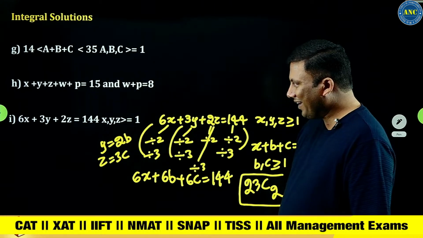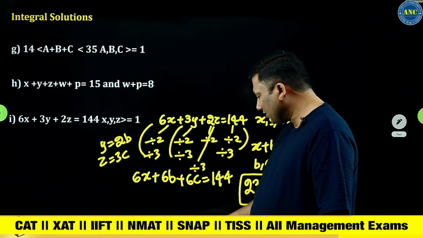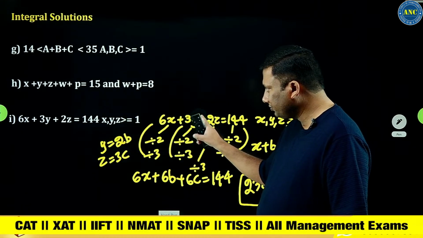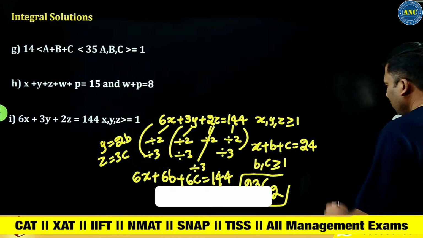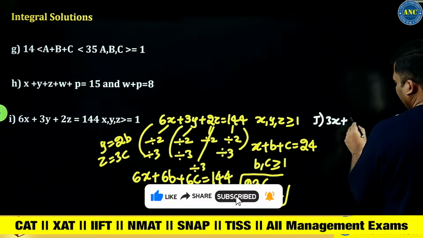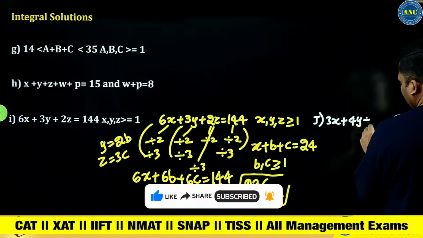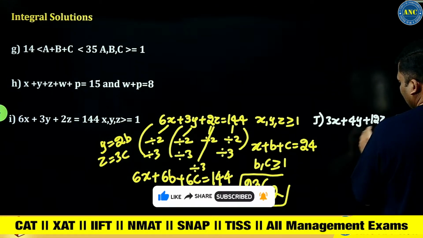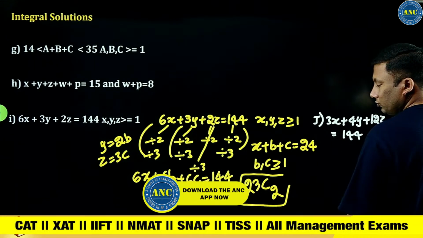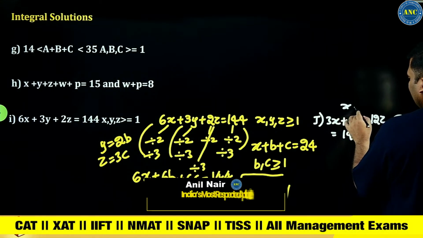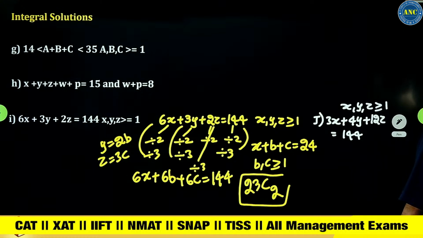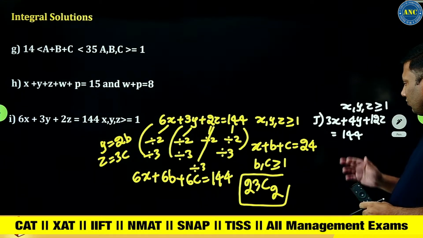I hope the idea is very much clear, sir. Let us do one more exam model question. Please tell me this answer. 3x plus 4y plus 12z is equivalent to 144. x, y, z are greater than or equivalent to 1.